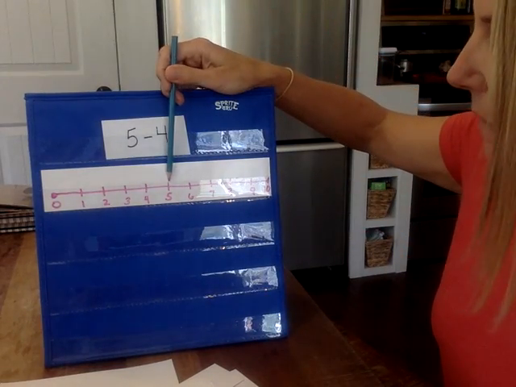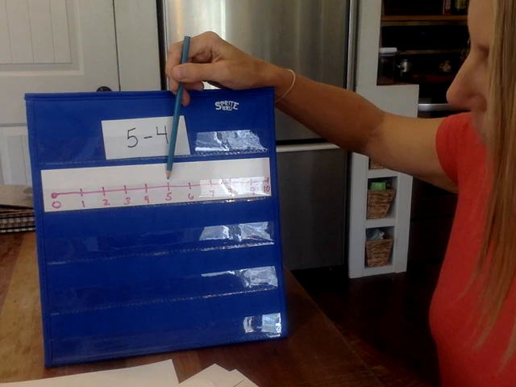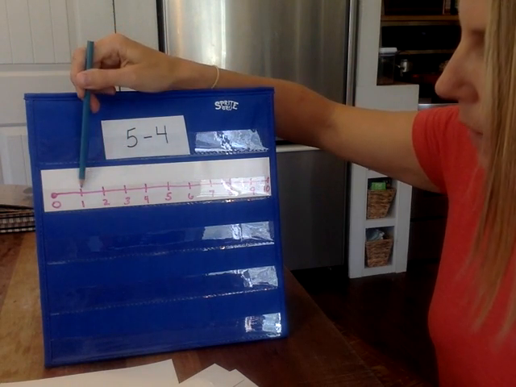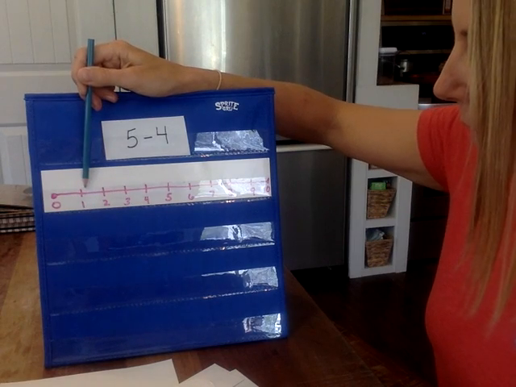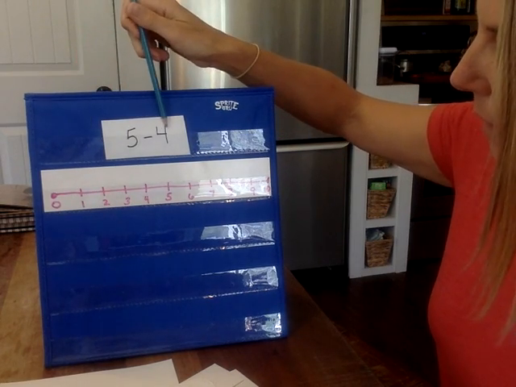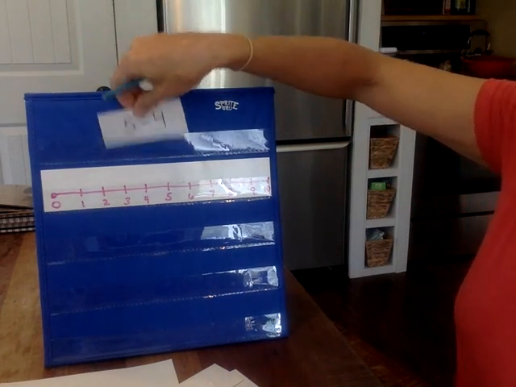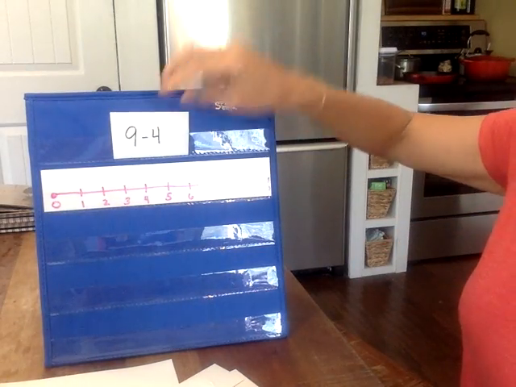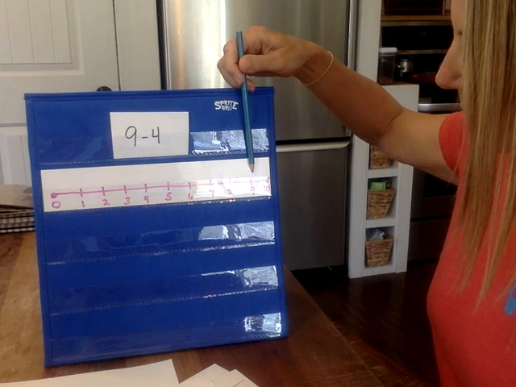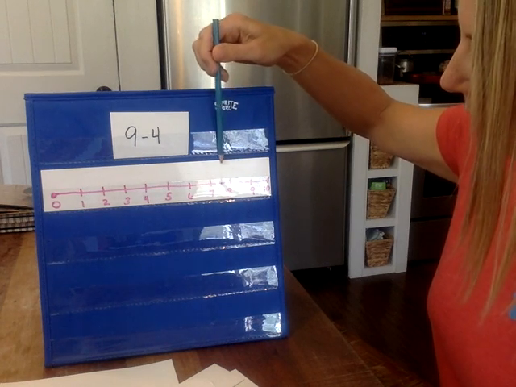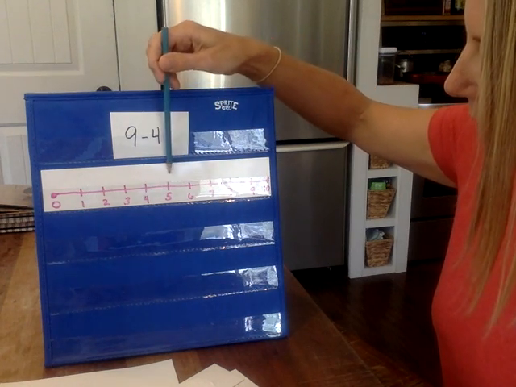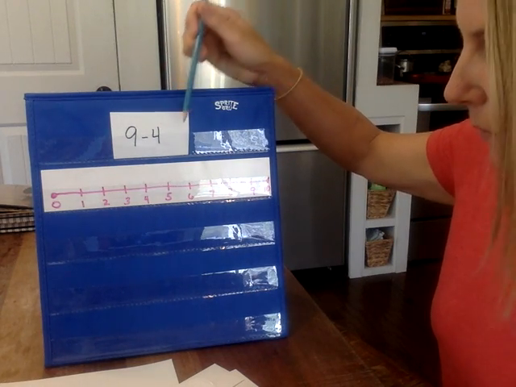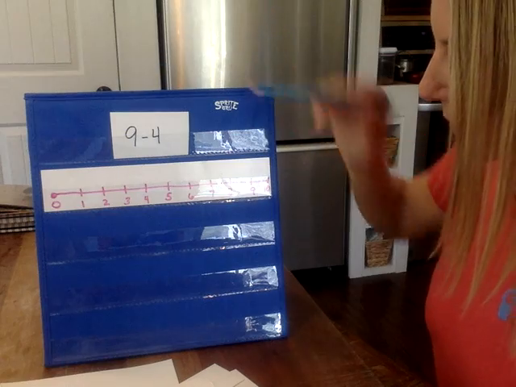We could start at 5 and jump 4 times backwards. 1, 2, 3, 4. And we land on the 1. So 4 and a 1 is a 5. So 5 minus 4 equals 1. 9 minus 4. So 9 minus 1, minus 2, minus 3, minus 4 gives us 5. 9 minus 4 is 5. A 4 and a 5 are the 2 parts of 9.